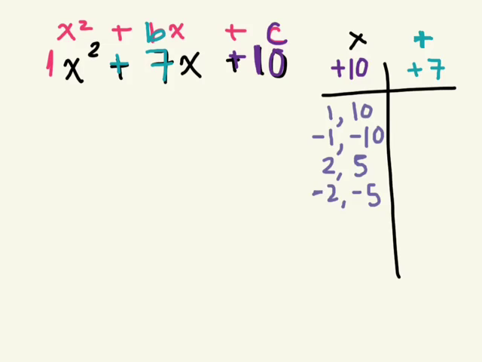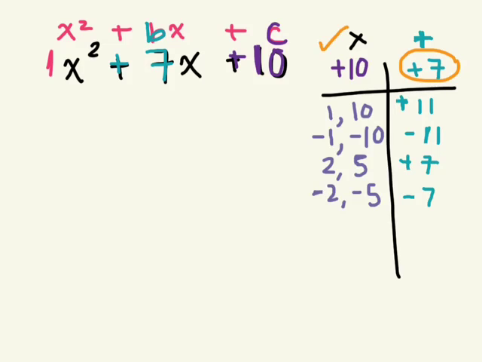We're going to add them up to see what the sum is. Well, what's 1 plus 10? 11. Good. What's negative 1 plus negative 10? Negative 11. Good. What's 2 plus 5? 7. Good, and it's positive 7. And what's negative 2 plus negative 5? Negative 7. Good. Well, we are trying to look for a sum that adds up to positive 7.